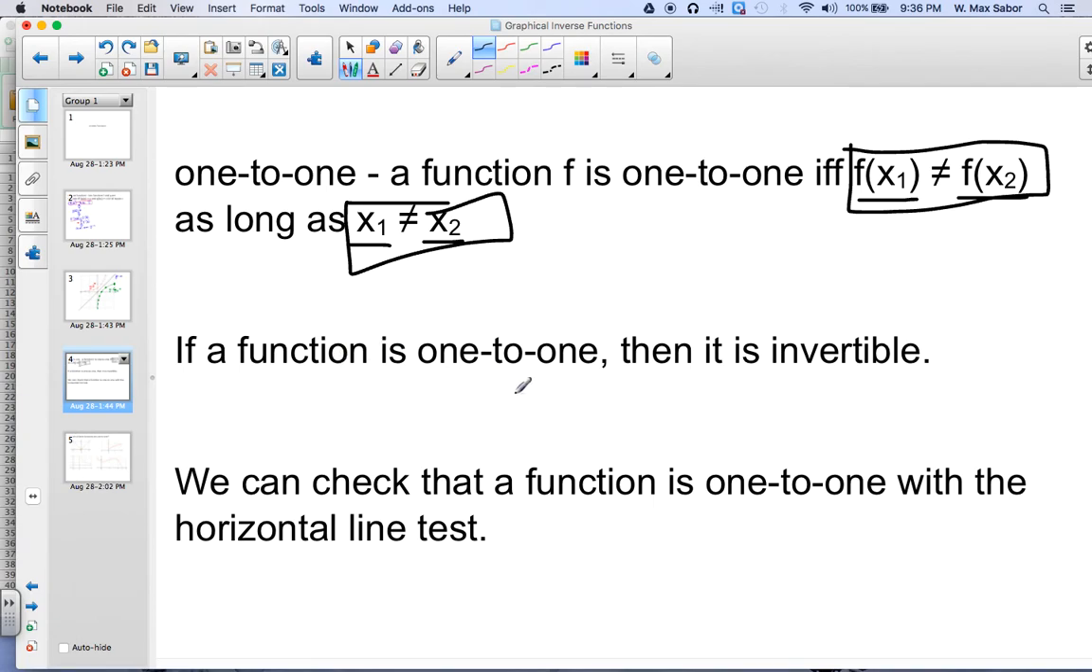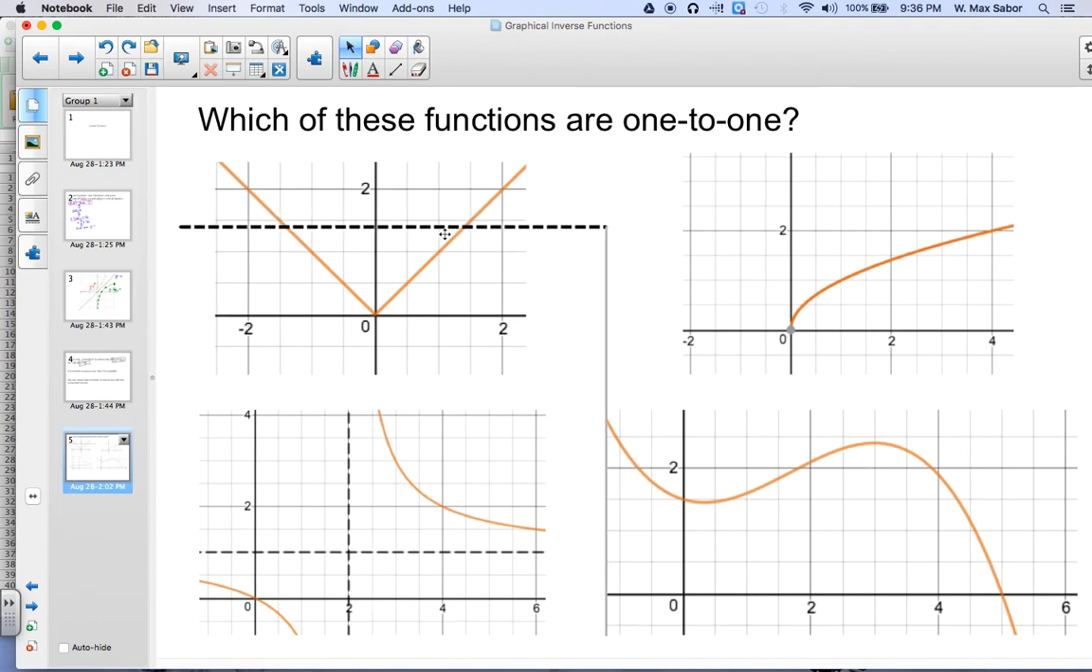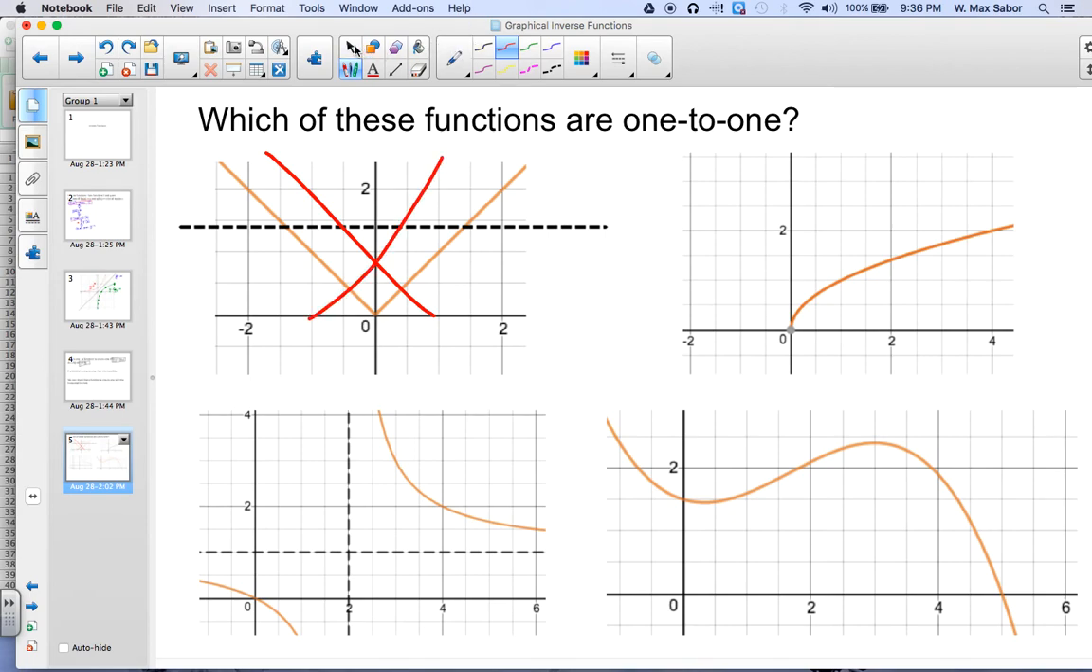So if a function is one-to-one, then it has an inverse. You can say having an inverse is being invertible. And we can check that a function is one-to-one with the horizontal line test. So which of these functions are one-to-one? Well, let's use the horizontal line test. I have a horizontal line. It goes through here, and it clearly hits 2 points with the same y-coordinate and different x-coordinates. So this is not one-to-one.